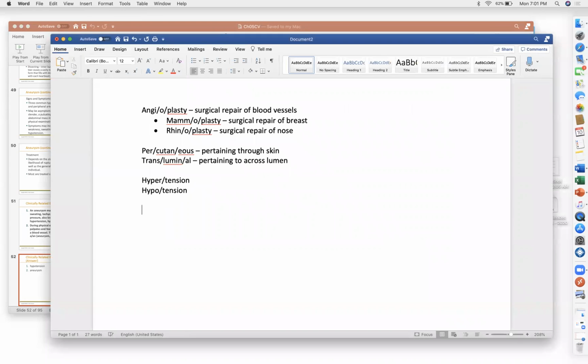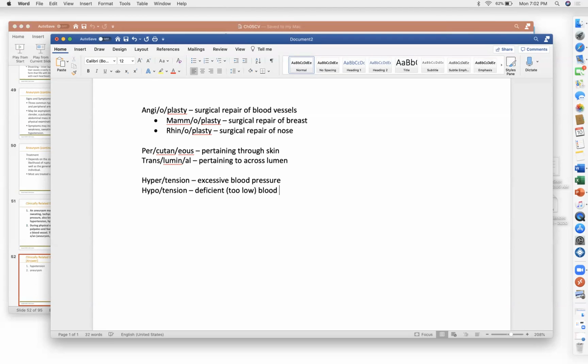Well, you know when you have two things that look alike? You're going to memorize one like your life depended on it. And the way I look at it is, hyper, you know when your kid's hyper, that means they're too much. So hyper means too much or excessive. And tension means blood pressure, right? So this is what? Excessive blood pressure. And those of us who have hypotension know that's not as good. Hypo means what? Decreased or deficient. It means it's too low.